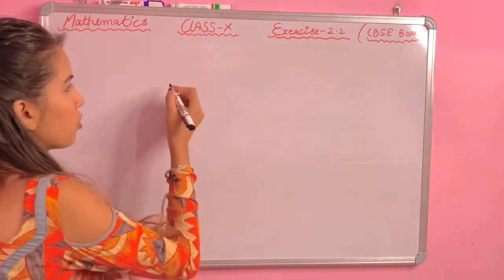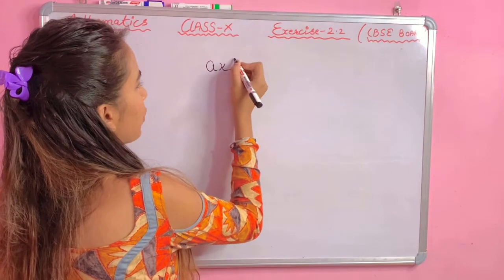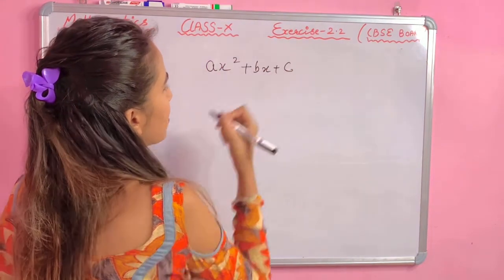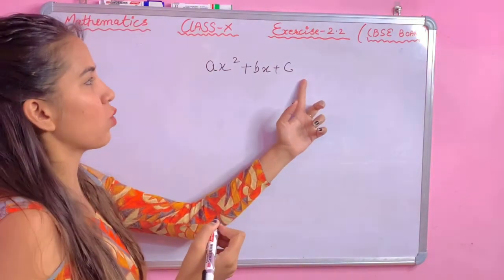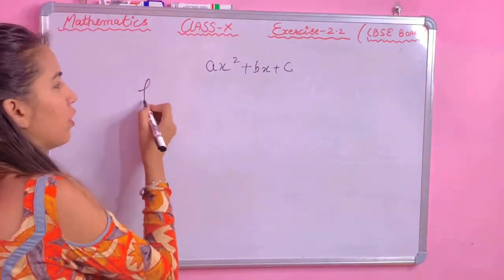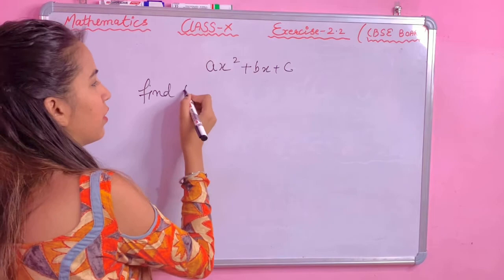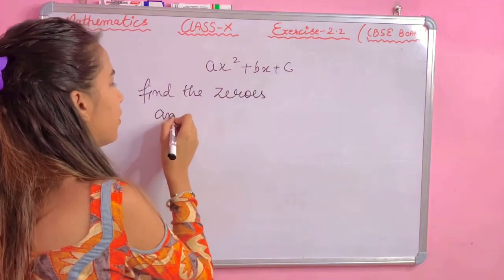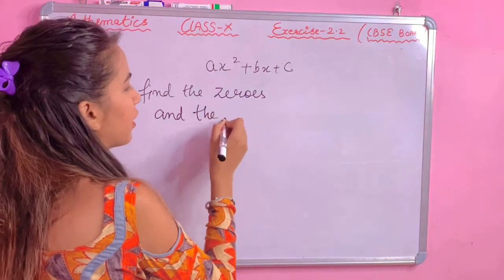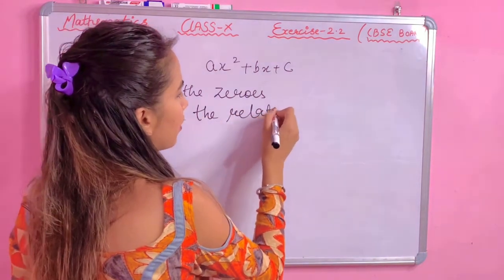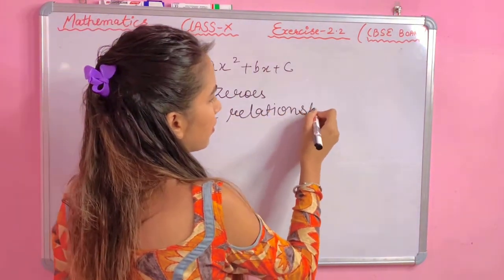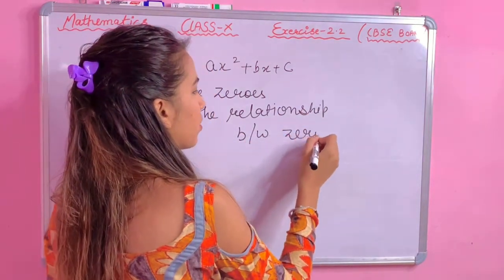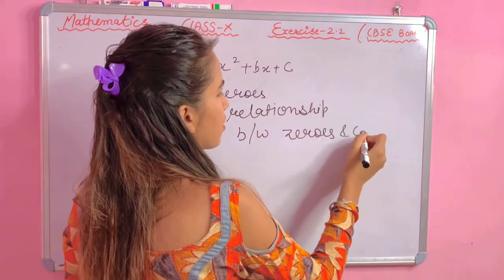So let's suppose we have a quadratic equation ax square plus bx plus c. An equation is given, ax square plus bx plus c, and we have to find the zeros and the relationship between the zeros and coefficients.